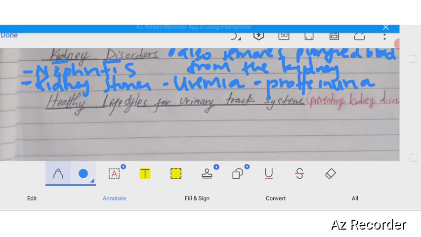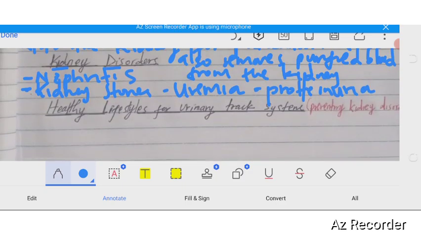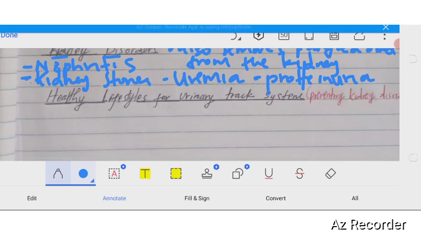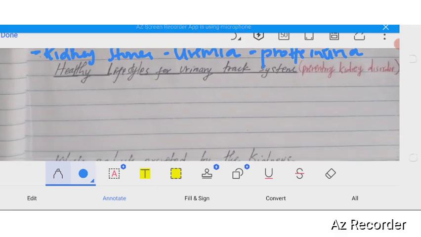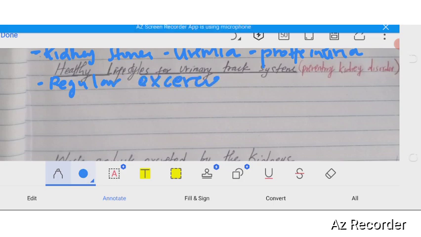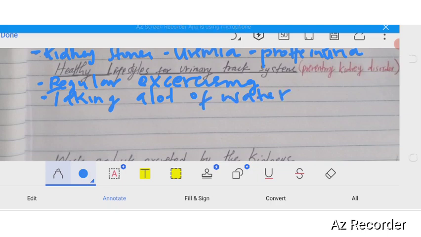So, healthy lifestyles for the urinary tract system, or ways of preventing kidney disorders. What are these healthy lifestyles? We have regular exercising. Taking a lot of water. You're supposed to take a lot of water.